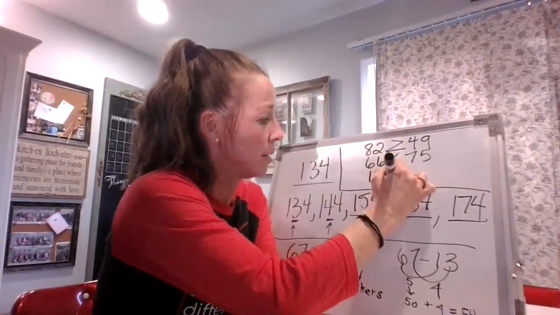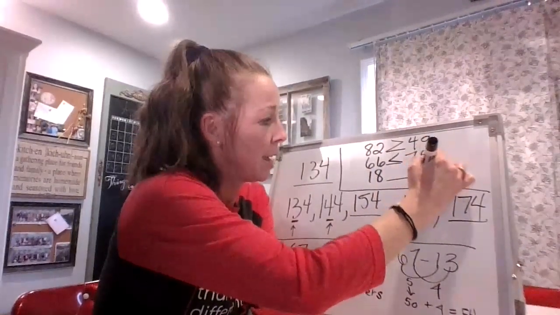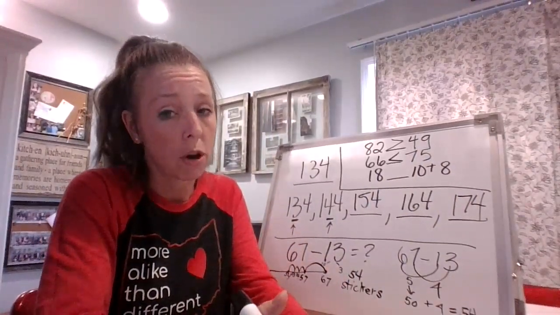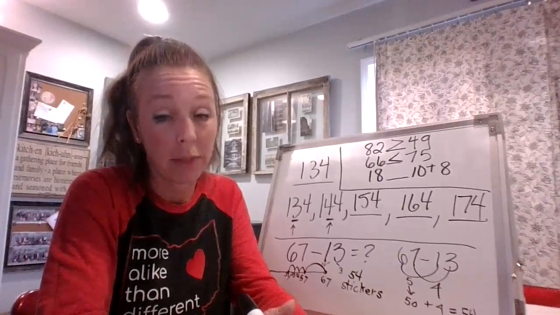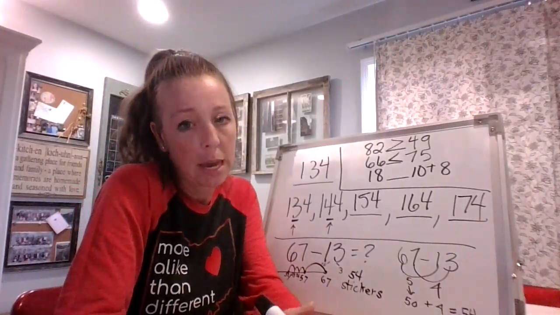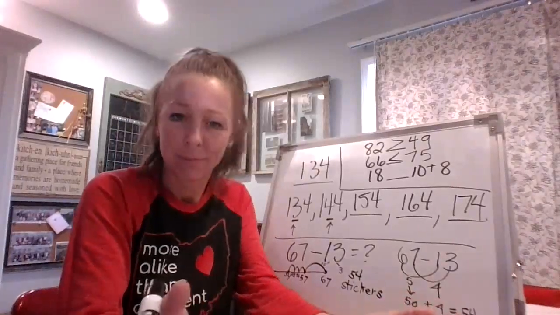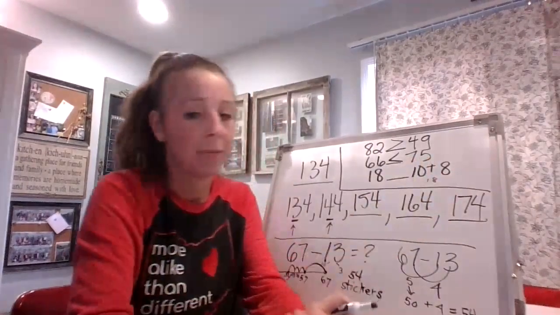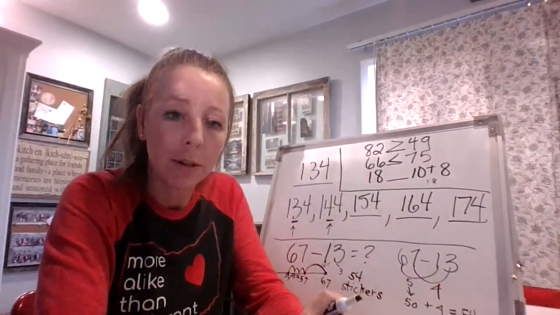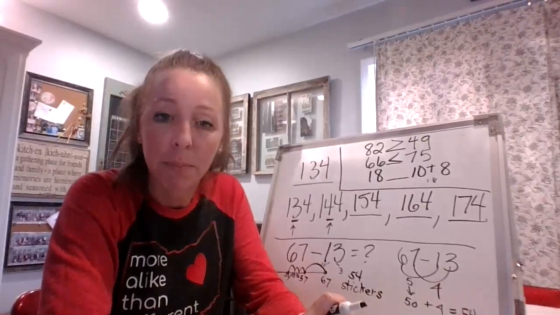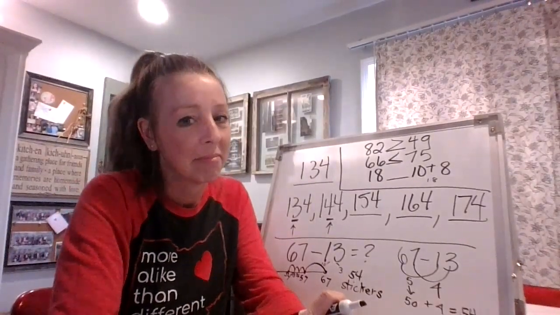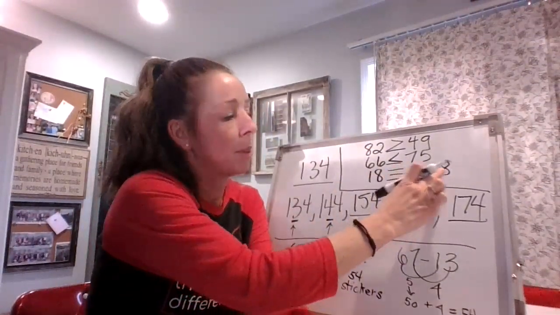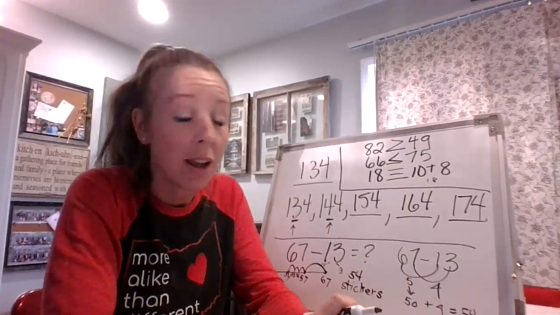All right, last one. I have 18 on this side, and on the right-hand side, I have 10 plus 8. Well, I'm going to need to solve 10 plus 8 to know what I have on that side fully, right? What is 10 plus 8? 18. Good job, you guys. So if this equals 18, what symbol do I put in between 18 and 10 plus 8? Equal sign. All right, let's read it. 18 equals 10 plus 8. Good job.